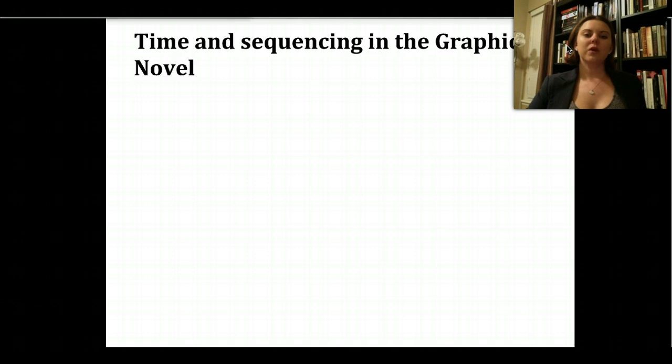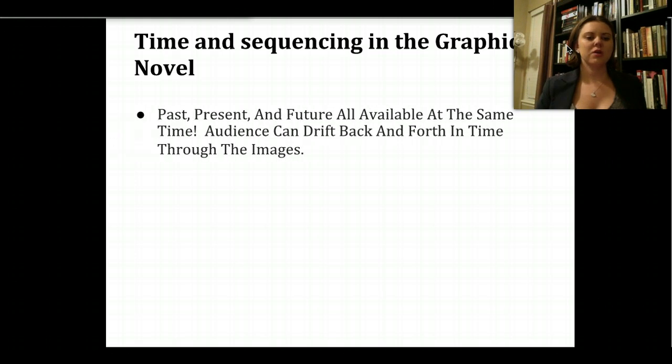All right, so one of the elements, besides narrative, that we have to think about in the graphic novel is time and sequencing. Without considering this, we are missing a major piece of the graphic novel. So in the graphic novel, the past, the present, and the future are all available at the same time. The audience can drift back and forth in time through the images that are available.